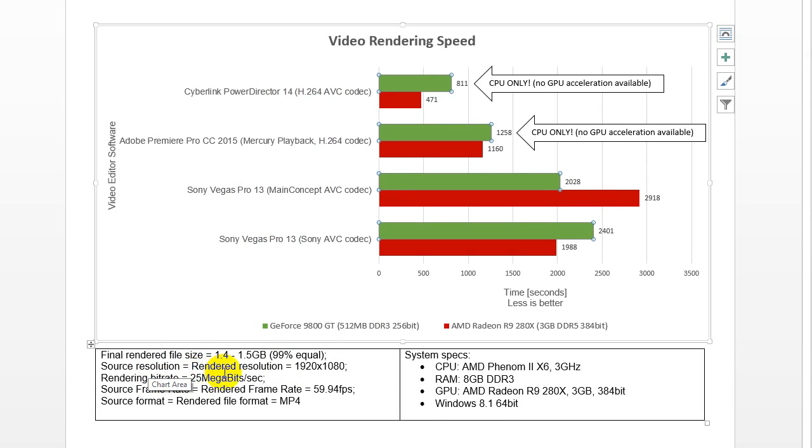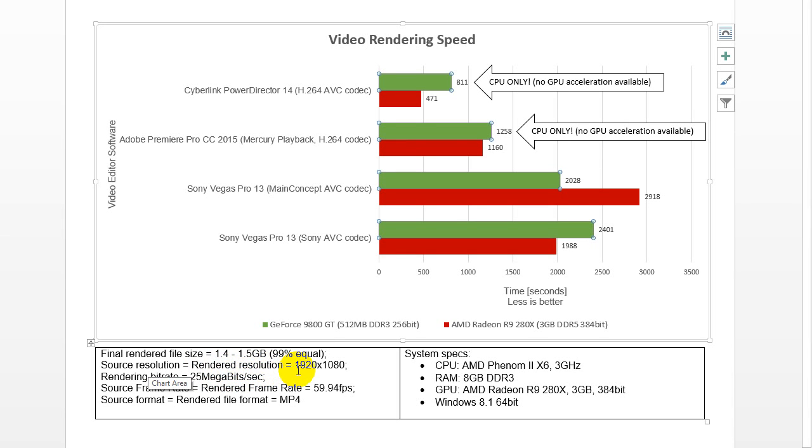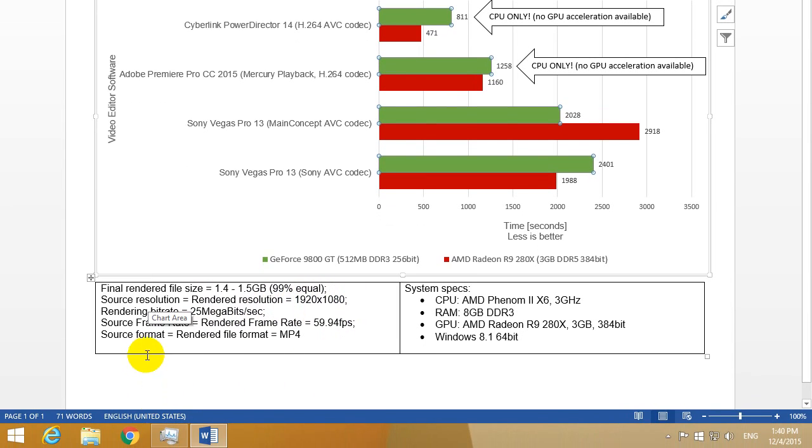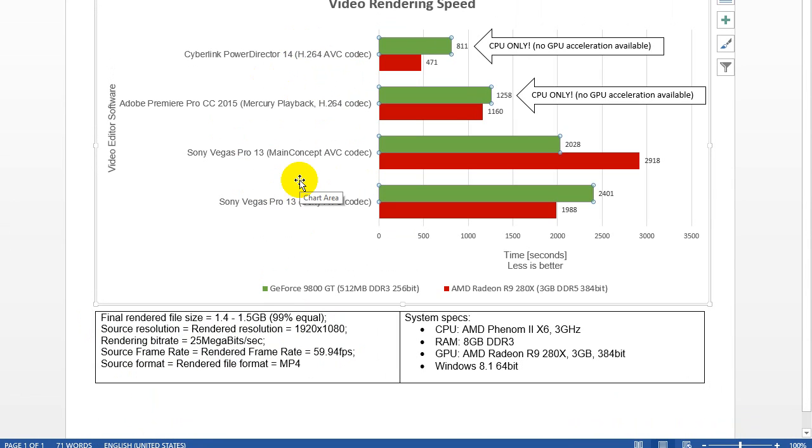The source resolution was the same as the original one, full HD resolution. Rendering bitrate was 25 megabits per second for each of the four programs, and the frame rate of the source and the rendered files was the same, 59.94, almost 60 frames per second. The container was the same also, the source format and the destination format was MP4.